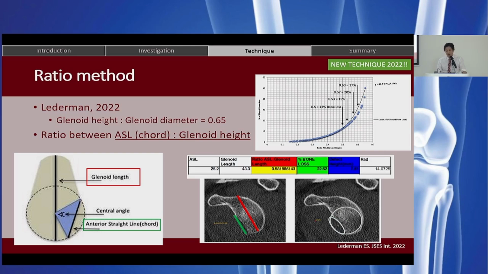Or the ratio method introduced by Mr. Lederman in 2022. This method shows the relationship between the length of the bone loss in the green line, as in the picture, and the height of the glenoid in the red line. They put this ratio into a formula and it gives the bone loss percentage that's shown in the graph.